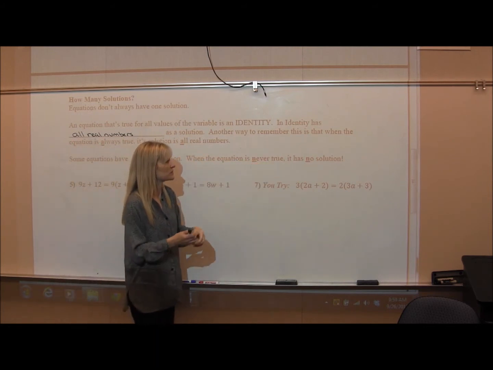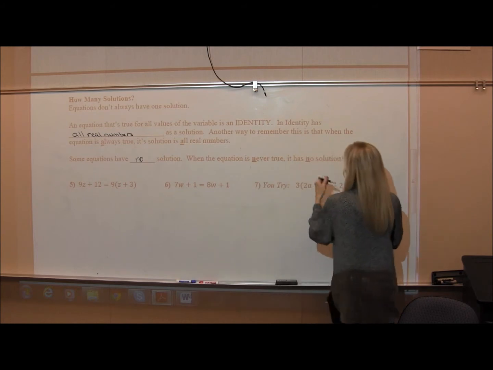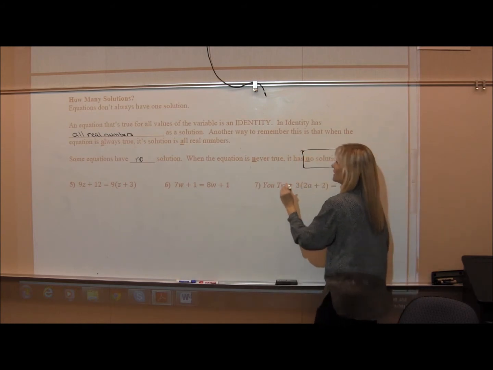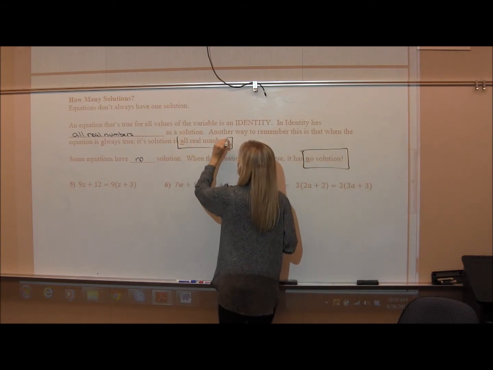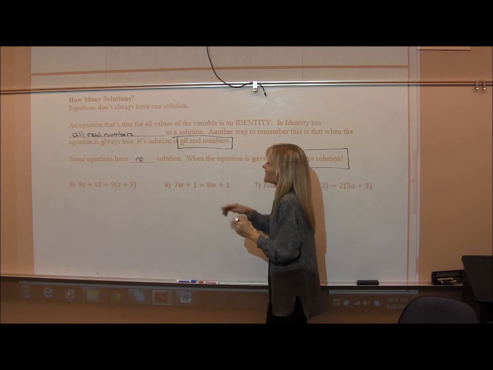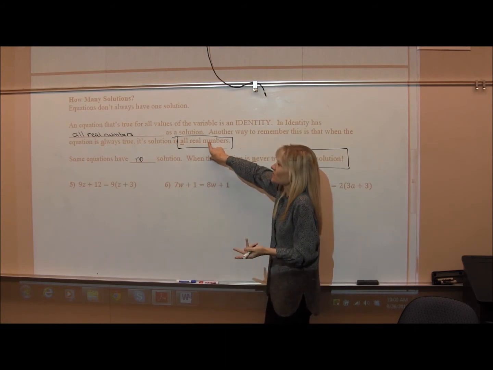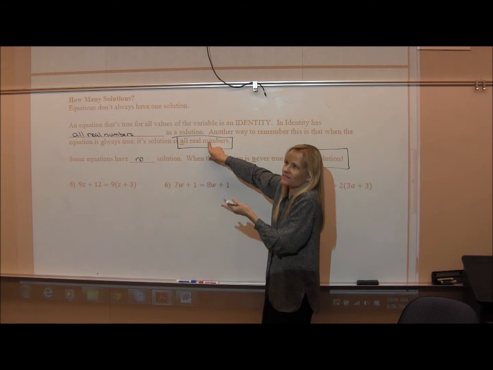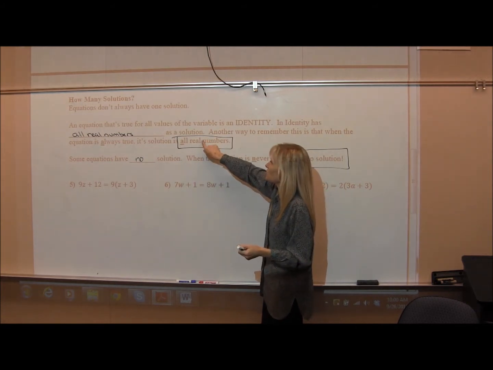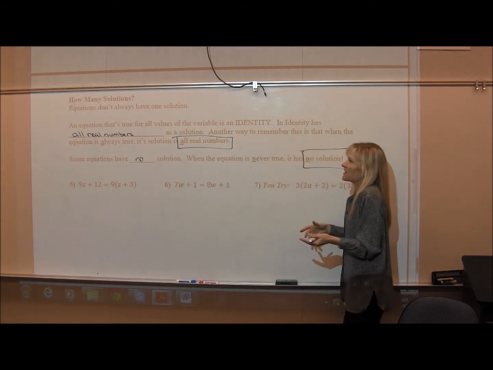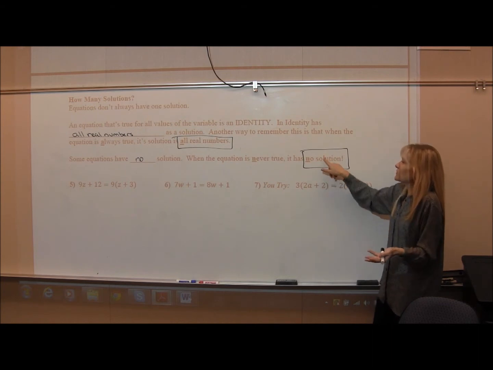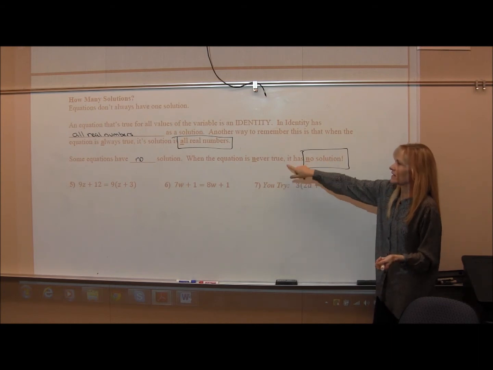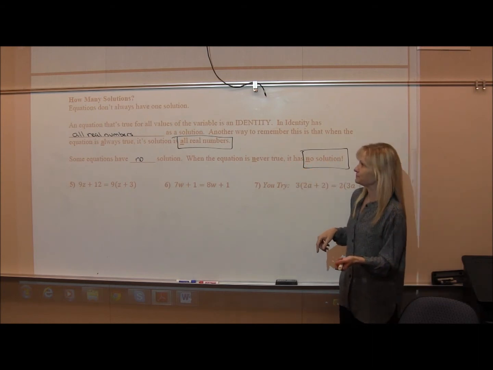Never true, no solution. This is what you have to put. That's your solution. All real numbers. If it's always true, it doesn't matter what x is, what your variable is. This 3 equals 3 is going to be true no matter what x you put. That's why it's all real numbers. 3 equals 0 will never be true no matter what x you put. So that's why it's no solution.